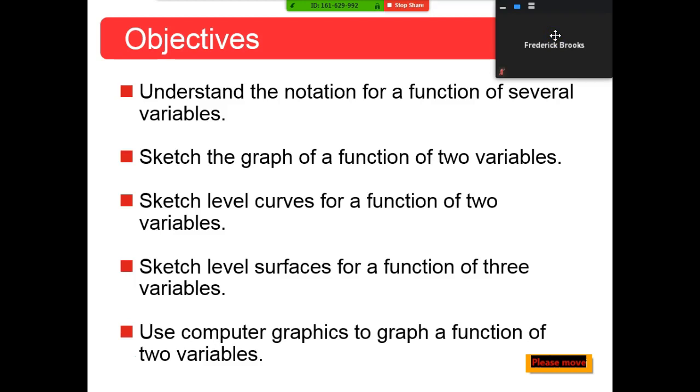All right. Understand the notation of a function of several variables. Yeah, that would be important. Sketch the graph of a function of two variables. Ooh, that may be a little more challenging. Sketch the level curves for a function of two variables. Okay, that is sounding more interesting. Sketch the level surfaces for a function of three variables. And we'll use computer graphics, yes we will, sure, to graph a function of two variables. You may do it, I don't have them, okay?